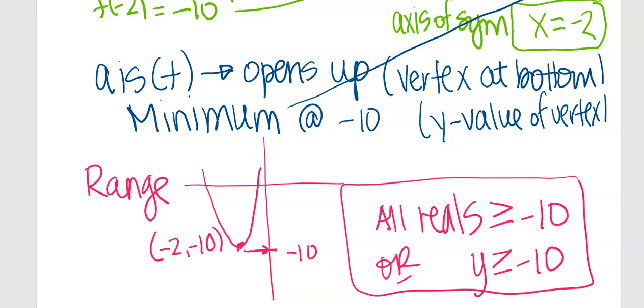Yep. That's the only difference, is if this vertex was at the top and it was going down, you would still follow it over, it still would be -10, and it would be numbers below -10. That's the only thing that changes.